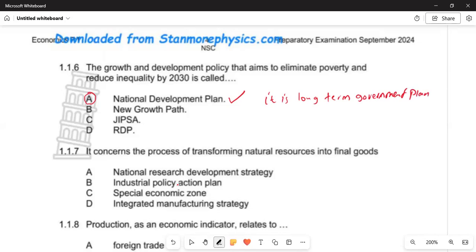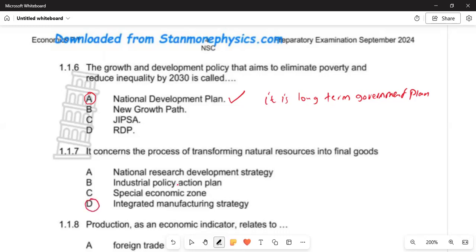So that is the reason why, because NDP, which is National Development Plan, is a long-term government plan that sets the targets for economic growth, social equity, and poverty reduction. So that is the reason why we can go for A. Now we are moving on to 1.17. It concerns the process of transforming natural resources into final goods. We are given four options, and the best answer is D, integrated manufacturing strategy.